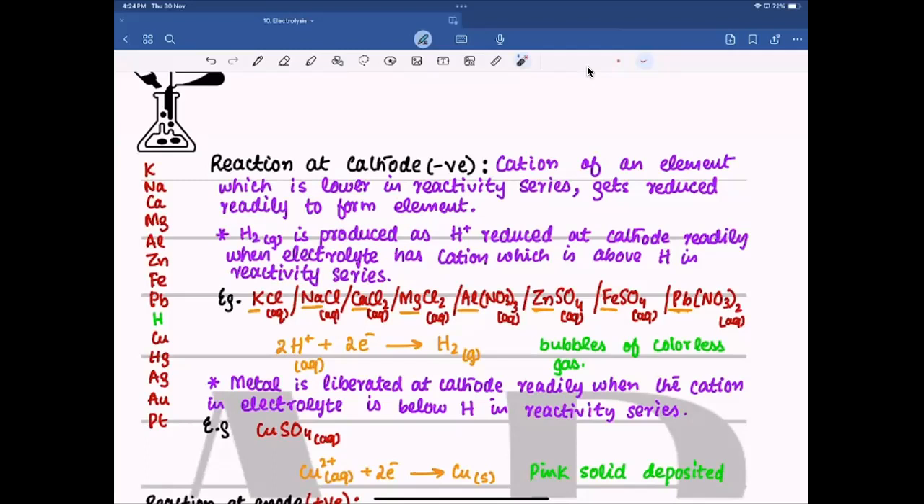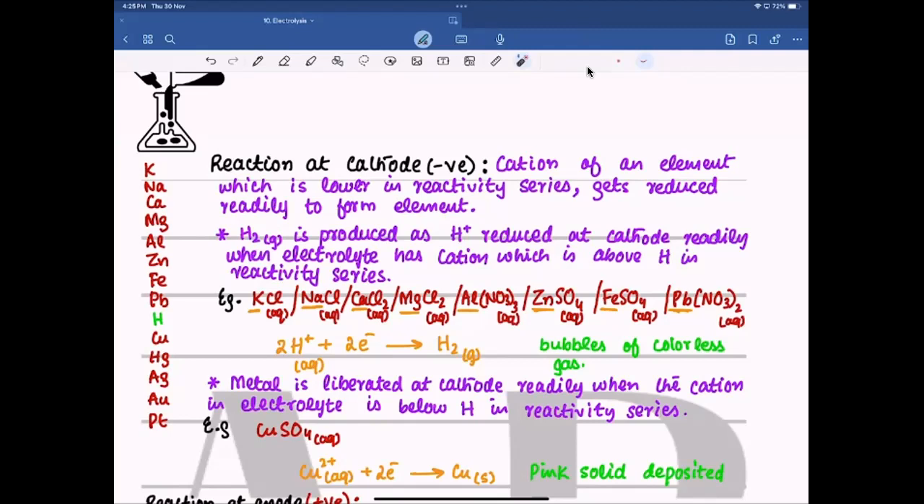Is this understandable? Yes, Aisha, Abdul Ghani, and Khatija, is this point clear? Sir, can you please explain this point again? Yeah. What I am saying is that if the element is reactive, its preferred form is the ion form, because as it's reactive, it doesn't stay in its element form. And the element which is less reactive, its preferred form is its element form, not ionic form. Is this point clear?